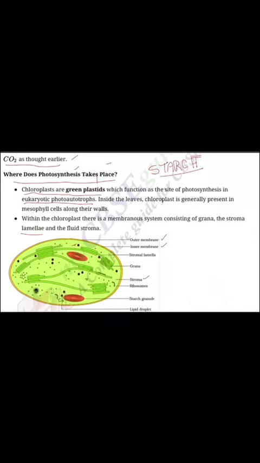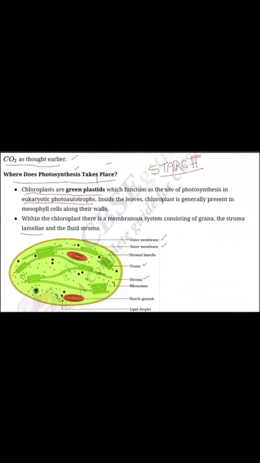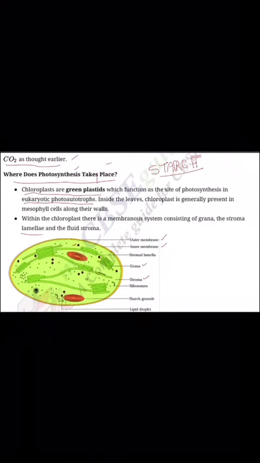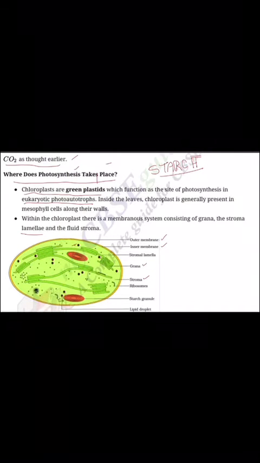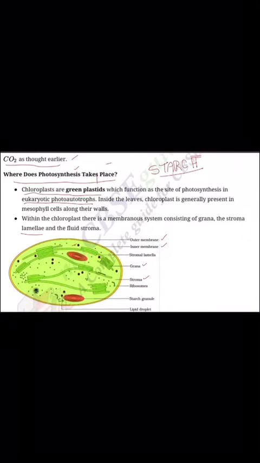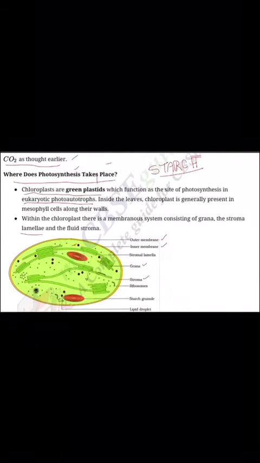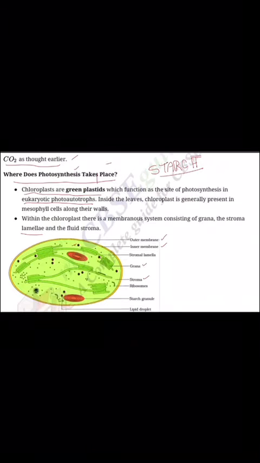Each 1 rupee coin is called a granum. And when you place 1 rupee coins, like let's say you have taken 10 coins, one above the other, you get a stack of 1 rupee coins. Exactly, grana looks like that. So it's a stack of bag-like structures. In any given chloroplast, there will be something like 16 to 20 grana, and in each granum, there will be 12 to 14 bag-like structures, thylakoids.